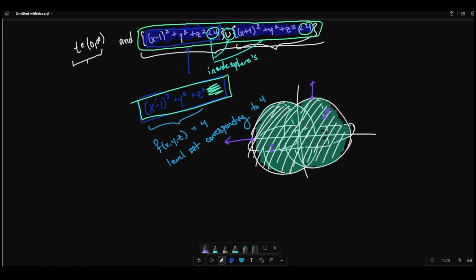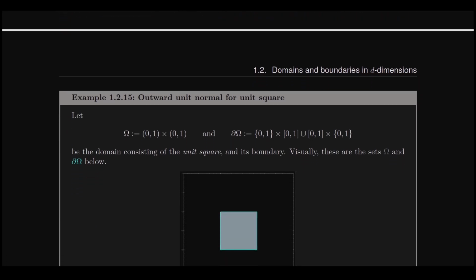So we have these vectors that always need to point normal to the surface, and we would like to compute those. And this is not always the easiest thing to do unless you decide to write your domain or boundary as a level set or super level set of a function. So let's look at some examples of these.